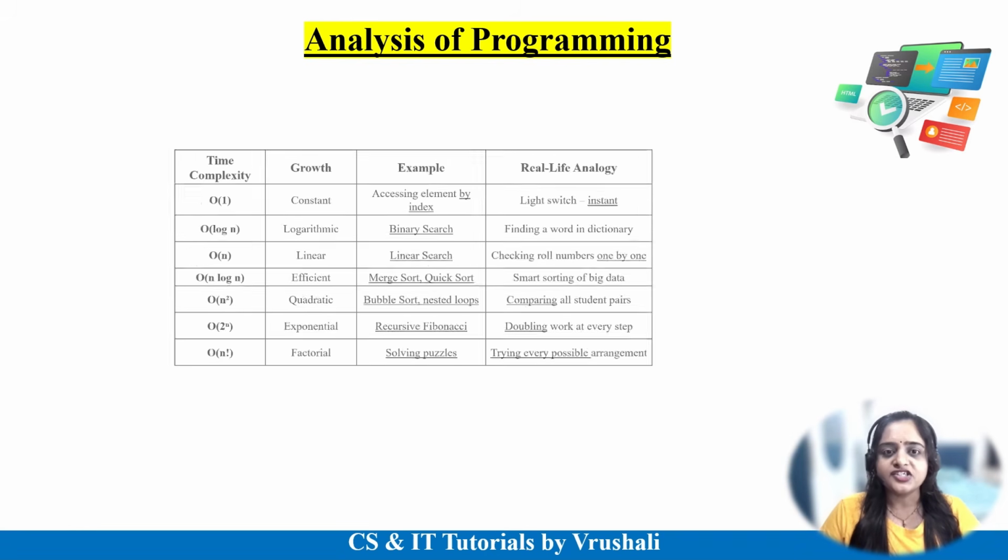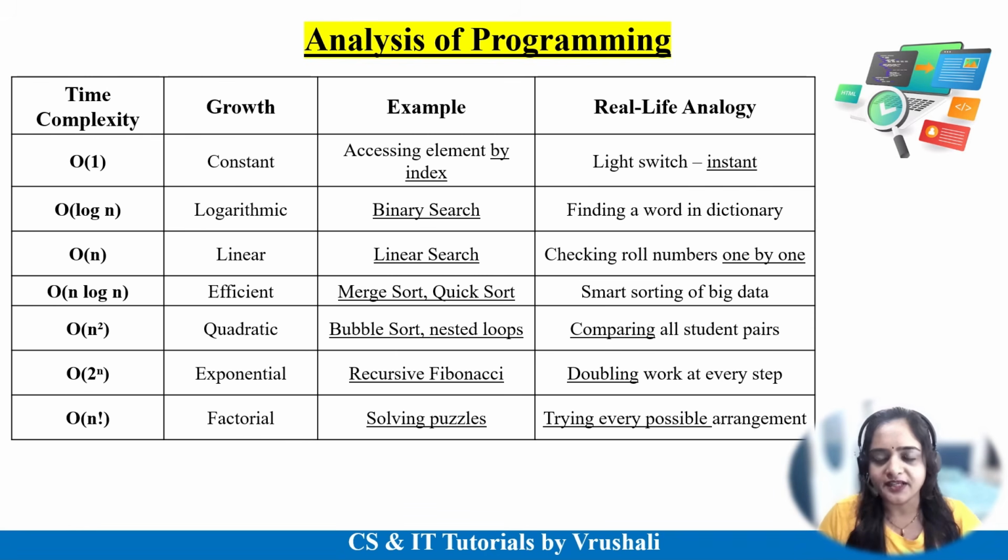Now the next topic is analysis of programming. There are multiple types of time complexity, and the time complexity notation is dependent on which type of program you have executed. How many loops are there, how many comparisons are there, which type of data types you have used. So every metadata matters to analyze your programming, right?